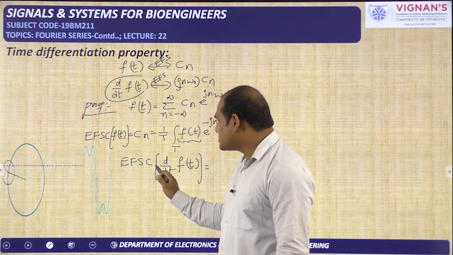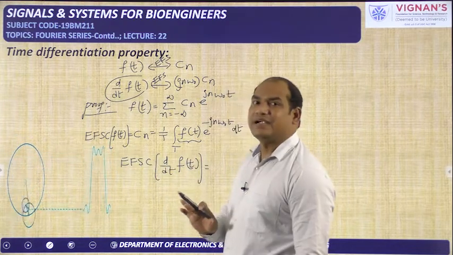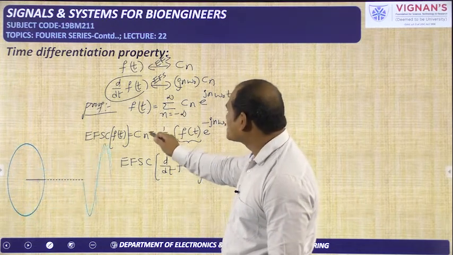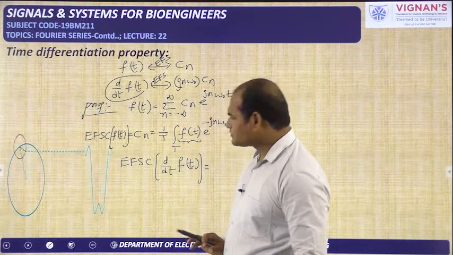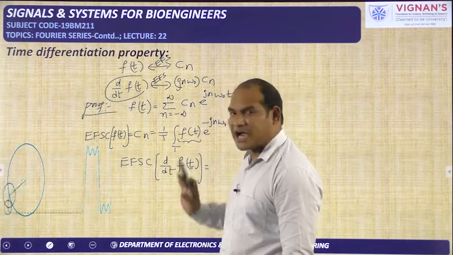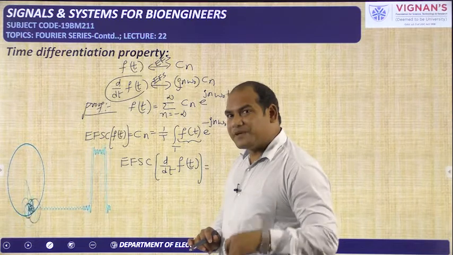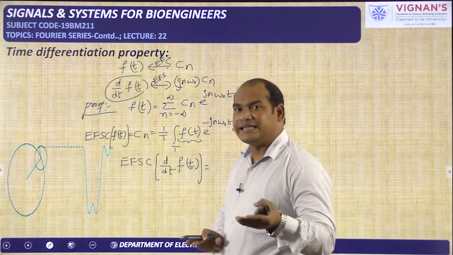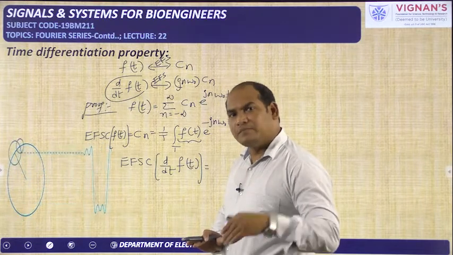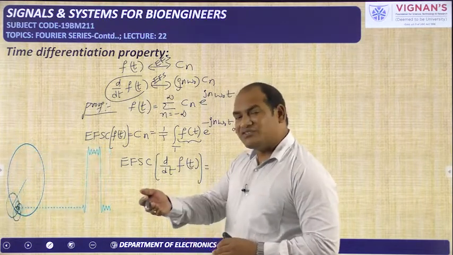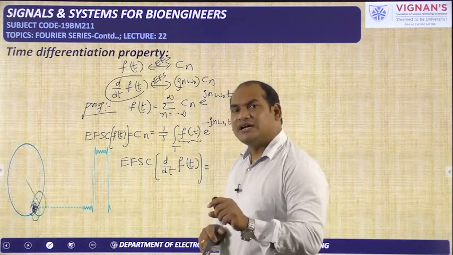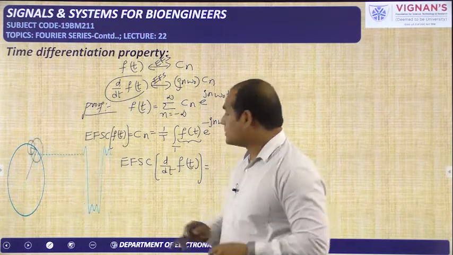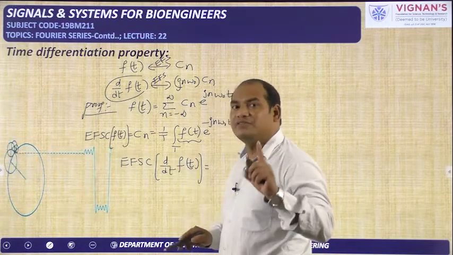The exponential Fourier series coefficient of the new signal, d by dt of f of t, is equal to. How do we write the coefficient formula? In the same manner as I have explained here. The time period for f of t is capital T. Is there any change in the time period? If you do the differentiation, there is no change. Whatever time period is there for sin t, the same time period is available for its differentiation. Sin t differentiation is cos t. Sin t has the time period capital T, and cos t also has the same time period capital T. So, because of differentiation, the time period will not be affected.